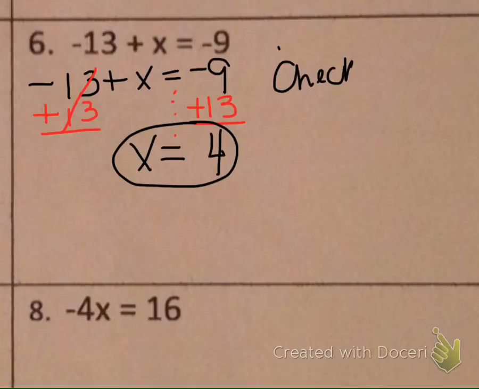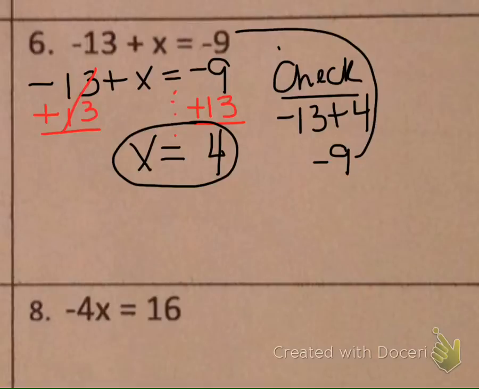Okay, let's check that. Plugging in 4 for x, we have negative 13 plus 4. I have different signs, subtract. 13 minus 4 is 9, and that should be a negative 9 because 13 is the larger number. That works.